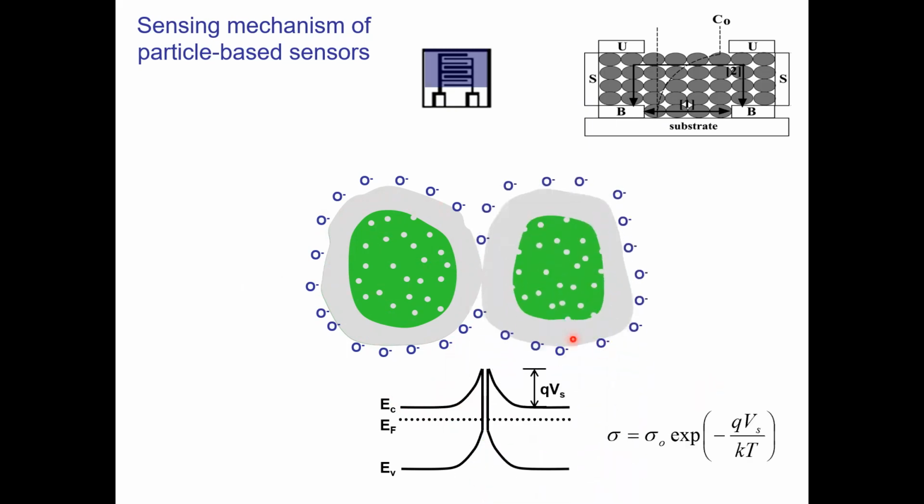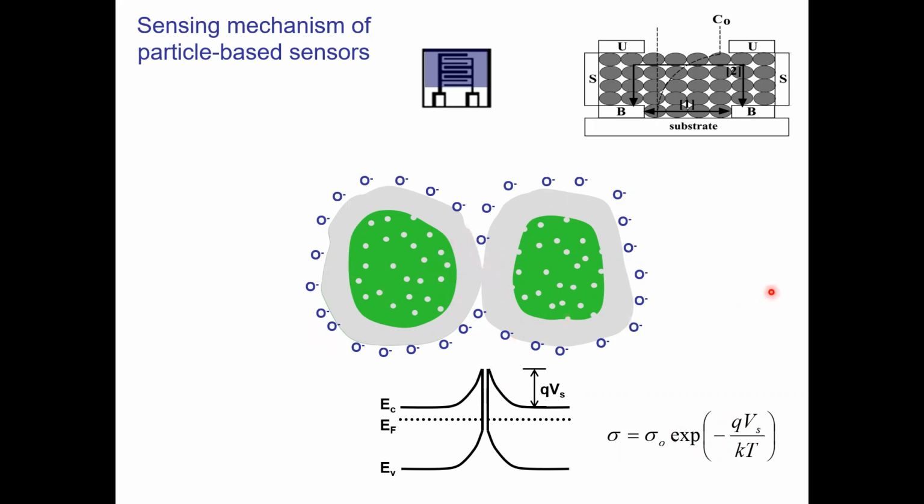You'll have a similar scenario for the particle to the left. So I'm showing you one of these interparticle contacts here. This creates a back-to-back Schottky barrier, which will lead to the high resistance of the material to begin with. And the resistance, or the conductivity, of the material is determined by the barrier height at this interparticle contact.